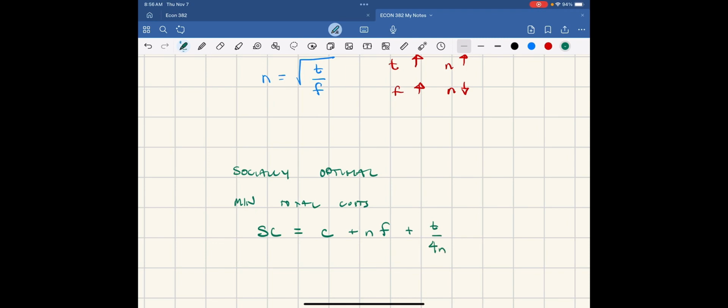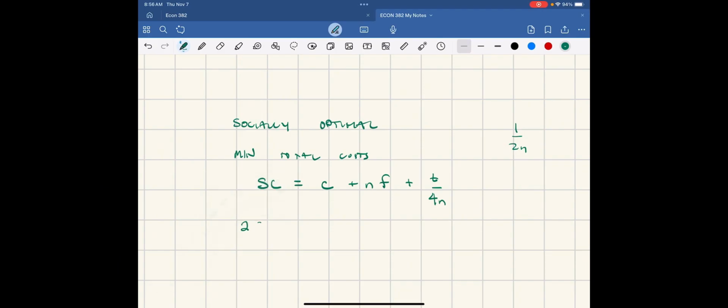T over 4n. So we have the marginal cost plus the fixed cost times the number of firms, and this third term is the total travel cost. So the consumer at the midpoint between the two firms has to travel 1 over 2n from either firm, and on average, consumers will be half this distance from the nearest firm, so that's where we get 1 over 4n.